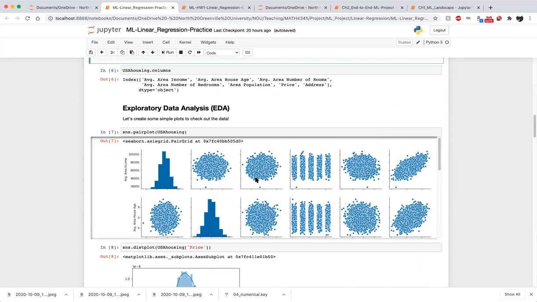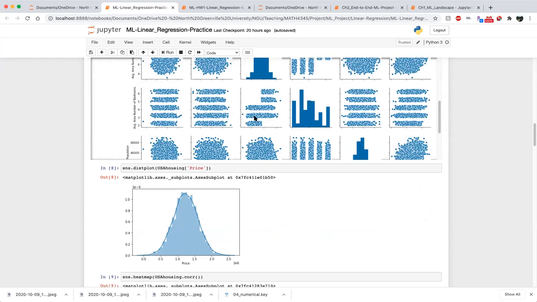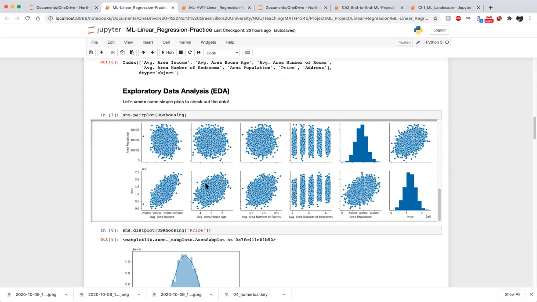Let's figure out the correlation between the price and the other features. Okay. One thing you can see right here, this one, the average area income and the price: as average area income increases, price increases. It is not exactly correlated, but you can see a little bit that there is a correlation relationship.